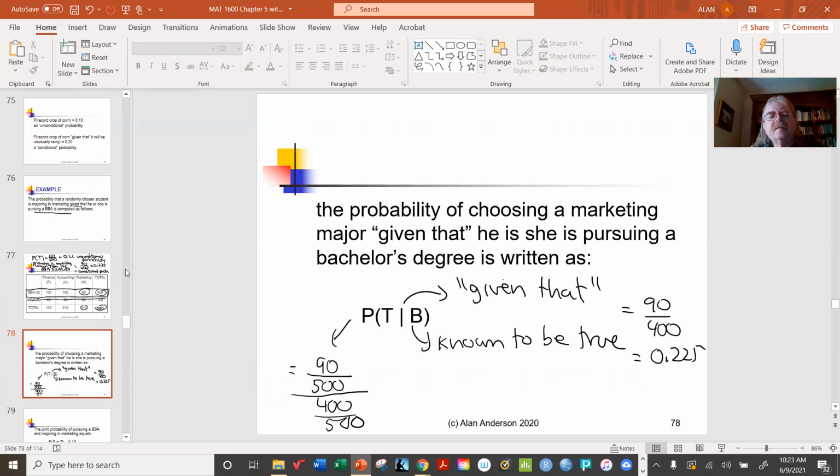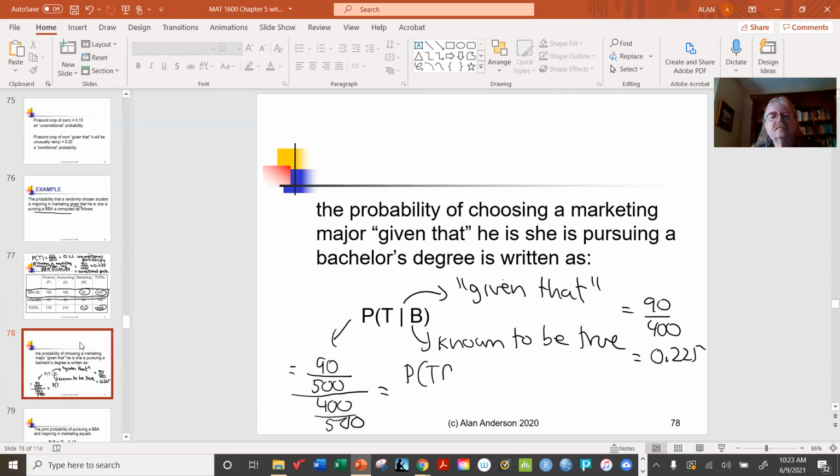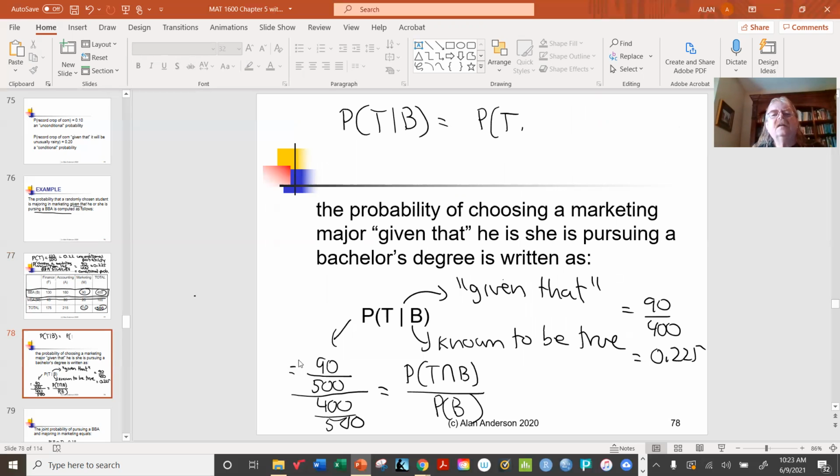Now, why would I do that? Because 90 out of 500 is the probability of getting both a bachelor's degree and a marketing degree. And 400 out of 500 by itself is the probability of getting a bachelor's degree. So in other words, what I've just done is demonstrated that this expression can always be calculated by taking the joint probability of these two events, T and B, and dividing by the probability of the event that's known to be true. And so that is my general formula for calculating any conditional probability that I need. So even if I don't have a whole table like this, I should be able to calculate a conditional probability as long as I have the right information.